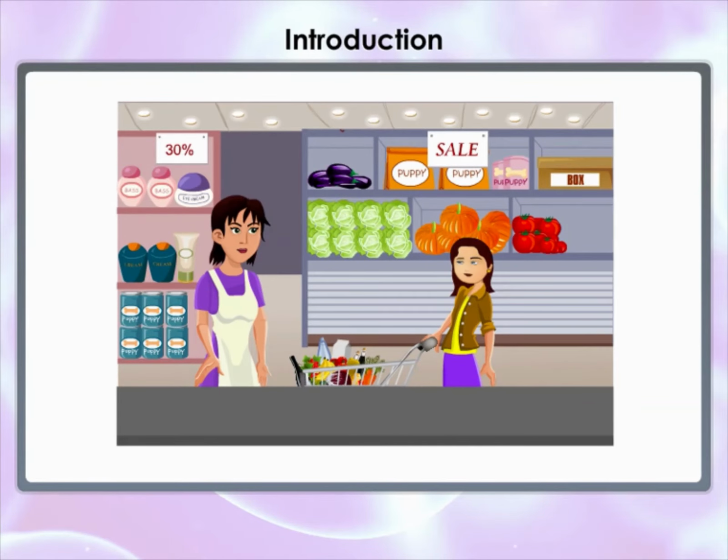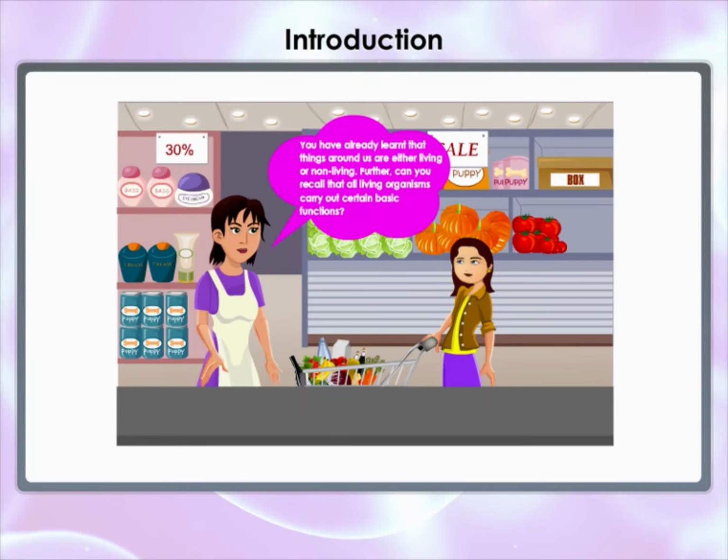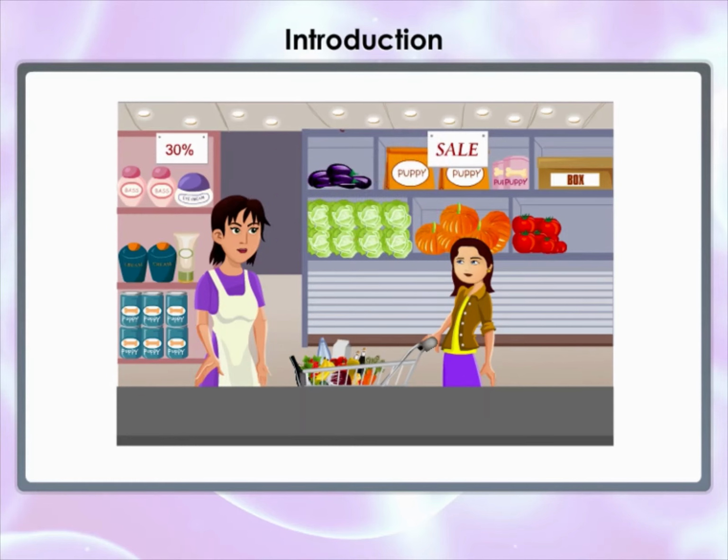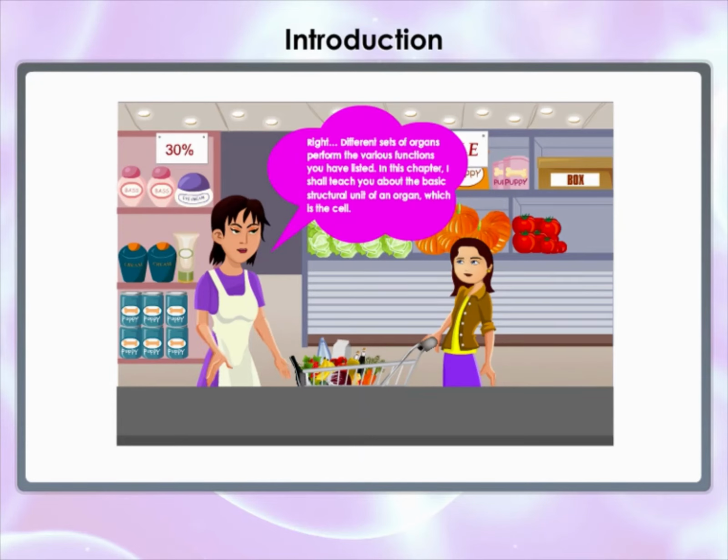Introduction. Sheila and her mother went to the market to buy vegetables. You have already learned that things around us are either living or non-living. Further, can you recall that all living organisms carry out certain basic functions? Walking, talking, etc. Right. Different sets of organs perform the various functions you've listed.